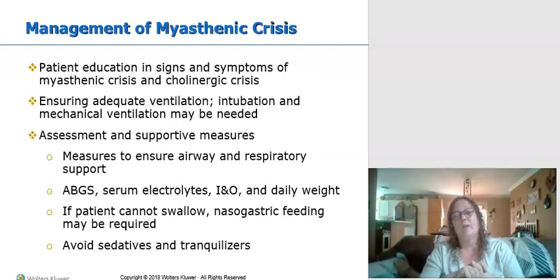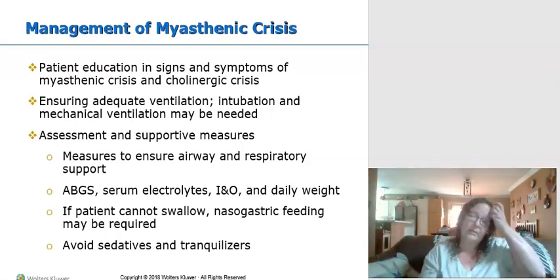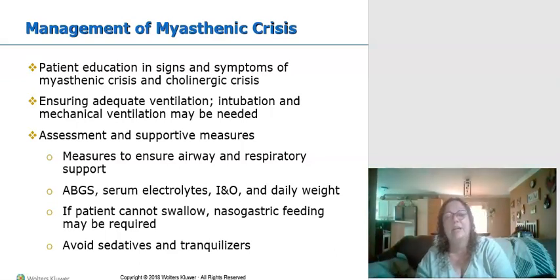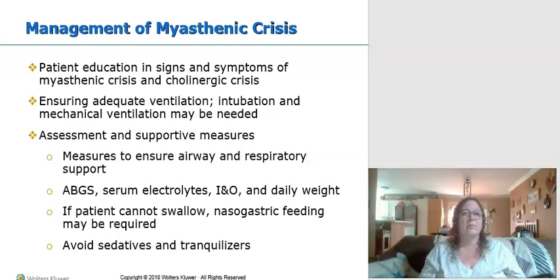Okay. So management of patient education and the signs and symptoms of myasthenic crisis and cholinergic crisis, because this is a potential complication. We'll talk about what those signs and symptoms are in a minute, but they need to know those signs and symptoms, right? Ensuring adequate ventilation, so making sure that we support the other vital functions. Assessment and supportive measures of airway, respiratory system, monitoring, serum electrolytes, I&O, daily weights.